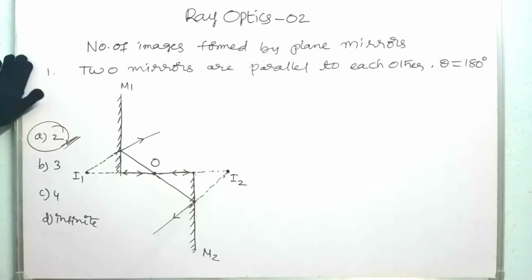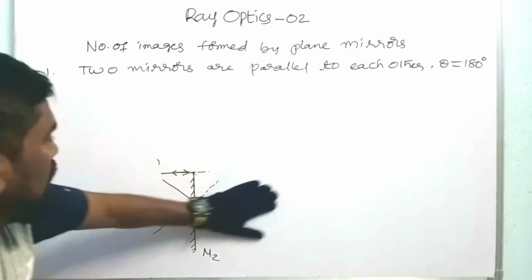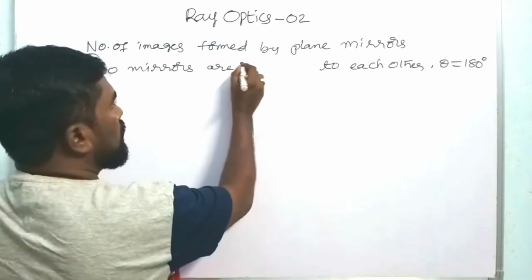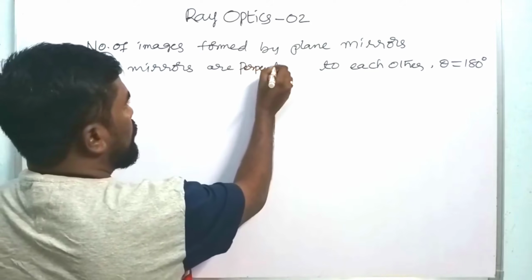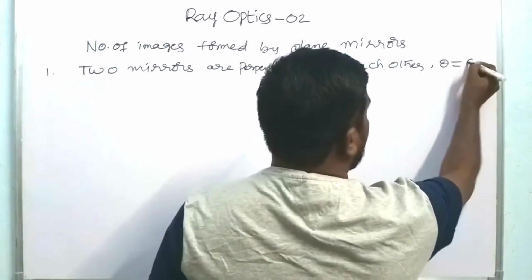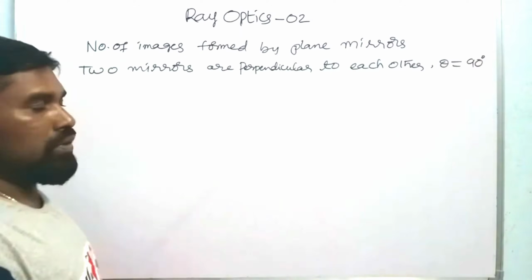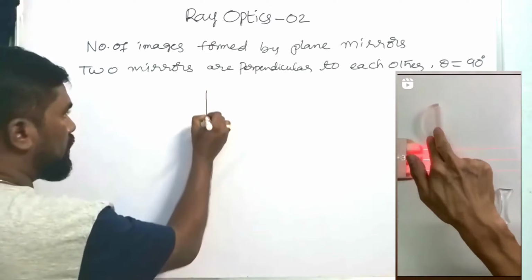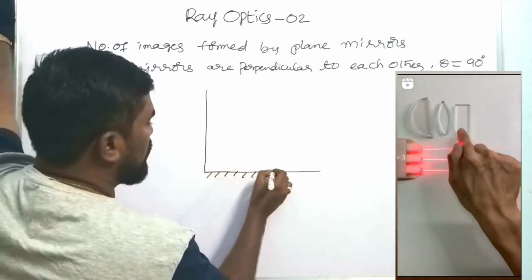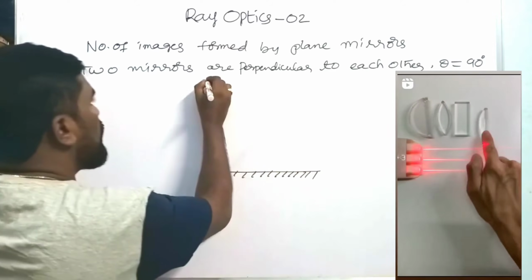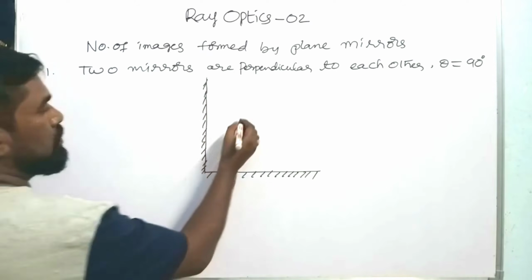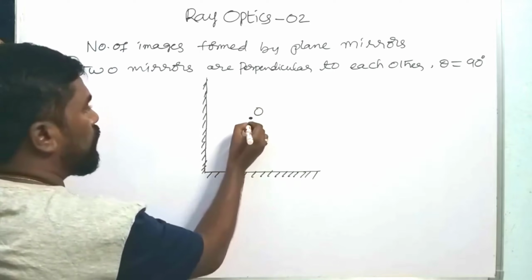Coming to the next one. If 2 mirrors are perpendicular to each other, that is theta is equal to 90 degrees. Here there is a mirror M1. This is another mirror M2. These 2 mirrors are perpendicular to each other. Right, so here there is an object O.